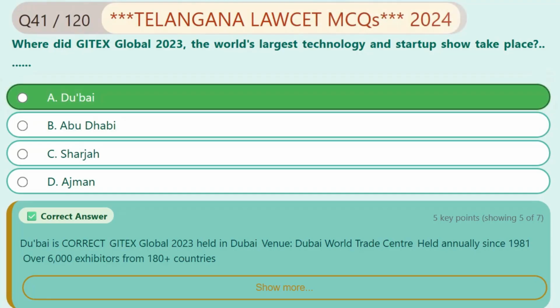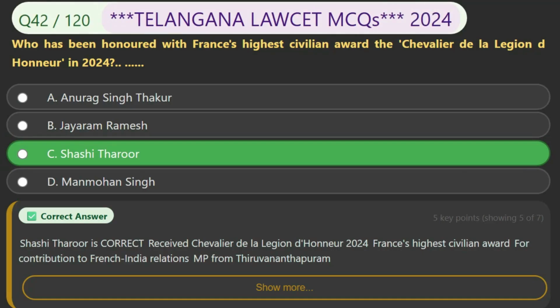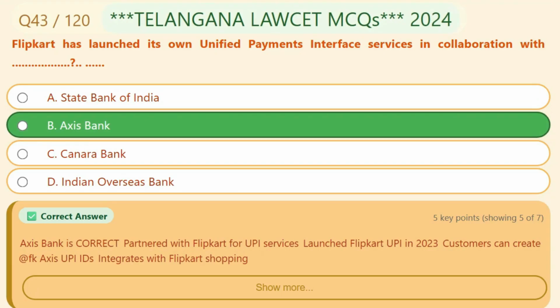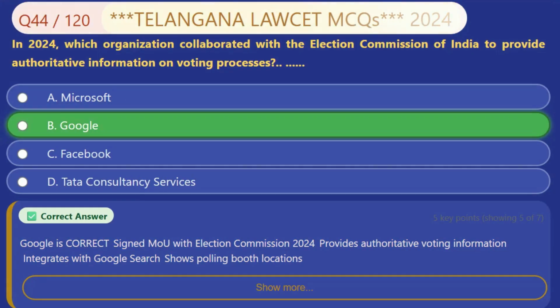Where did GITEX Global 2023, the world's largest technology and startup show, take place? Dubai. Who has been honored with France's highest civilian award, the Chevalier de la Légion d'Honneur, in 2024? Shashi Tharoor. Flipkart has launched its own unified payments interface services in collaboration with Axis Bank. In 2024, which organization collaborated with the Election Commission of India to provide authoritative information on voting processes? Google.